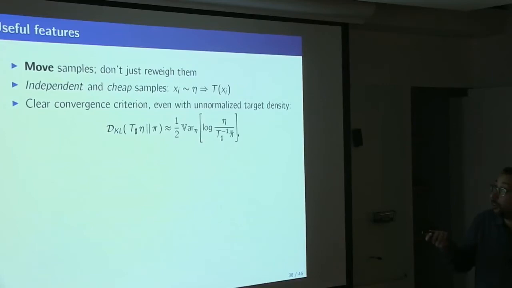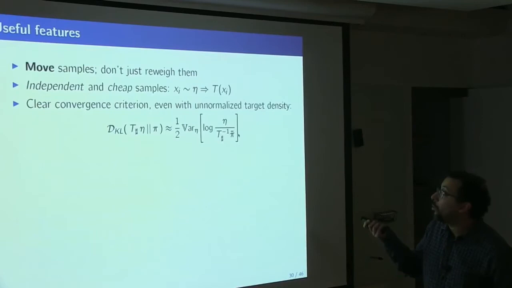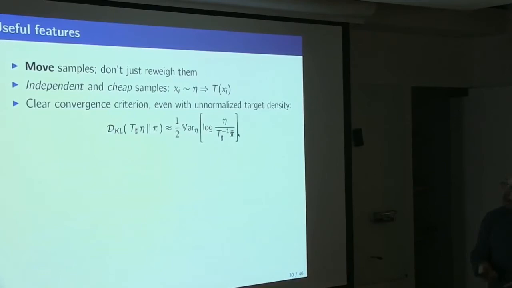What you can actually do is evaluate something. You can show that this KL divergence, asymptotically, as it goes to zero, is equal to this variance criterion. And this variance criterion is actually more easily computable. You can use this as a convergence criterion, but it has some intuition.